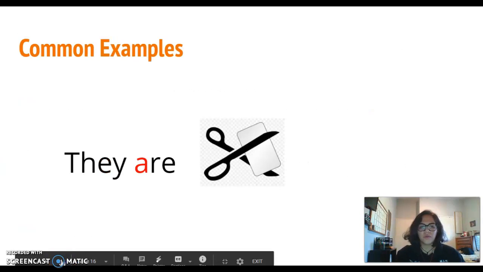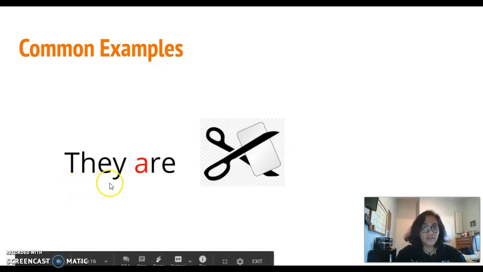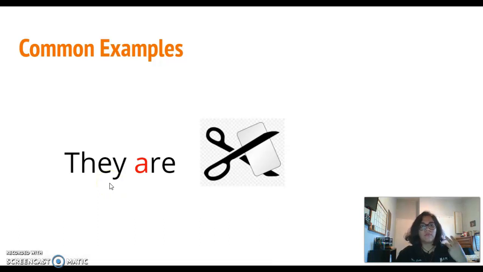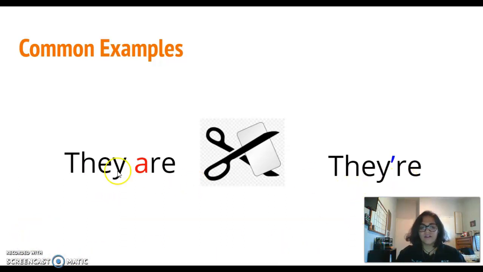We also do it with they are. They are. So they is plural. It could be 2 people, 3 people, 4 people. So when you have many people, it's they, and you will say are. They are. And you cut the A and put the apostrophe. And now it sounds like there. They're.